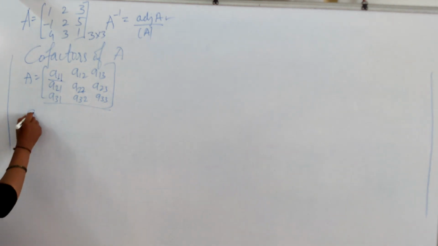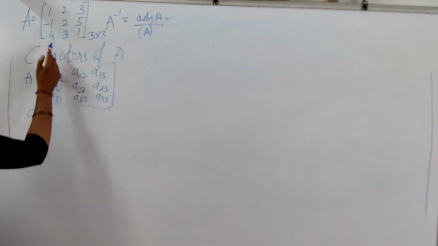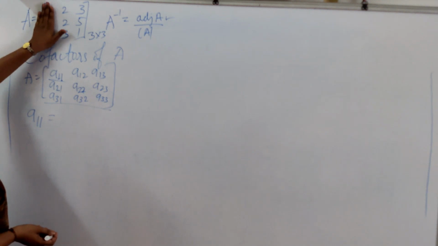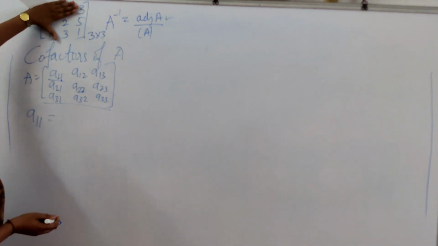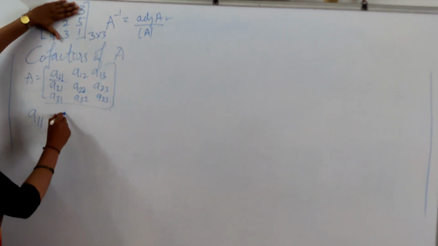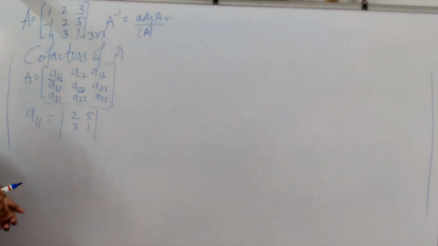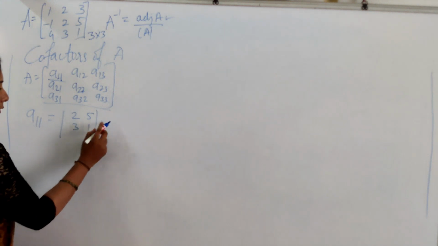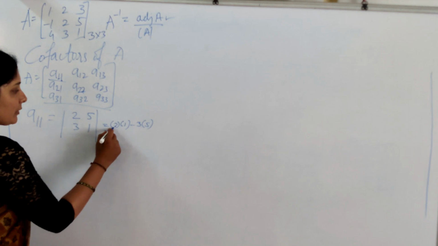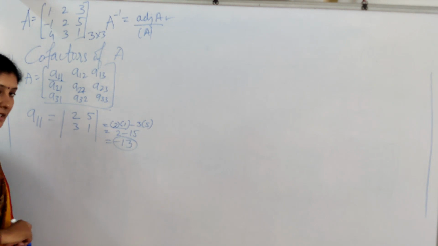Now, how to find out A11? The first element is A11, right? So now, ignore its column as well as its row. What is left here? 2, 5, 3, 1. It's a determinant we have to find out. So, 2 into 1 minus 3 into 5. So it will be 2 minus 15. Therefore it is minus 13.